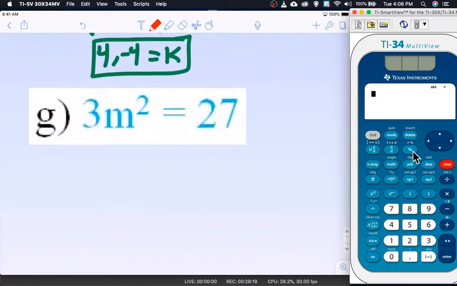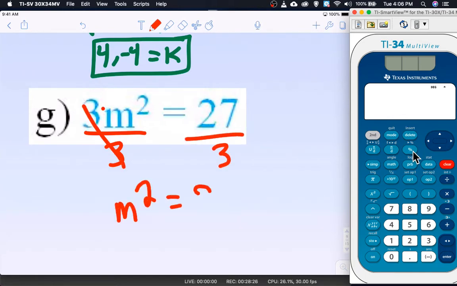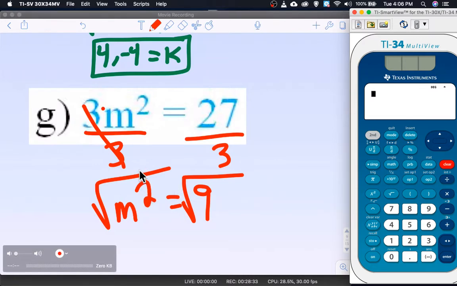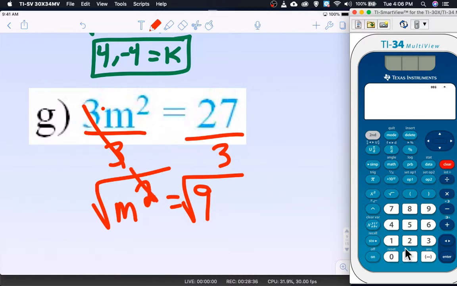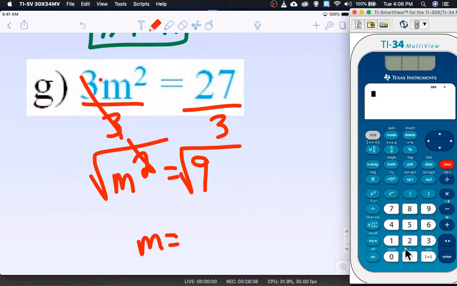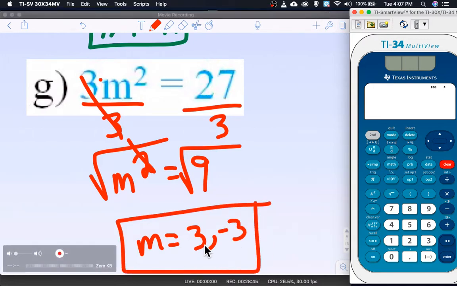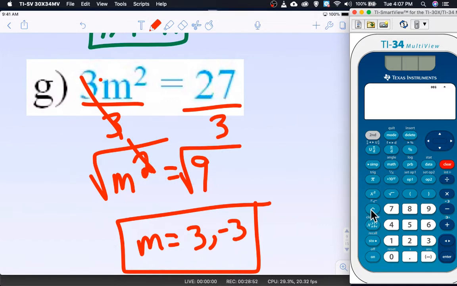All right, letter G. You started by dividing by 3, hopefully. These canceled out. M squared equals 9. And now we can square root on both sides. My square and square root are opposite operations and they cancel. We get M equals 3 and negative 3. Hopefully you got them both. 3 times 3 is 9. Negative 3 times negative 3 is 9. Square roots always give you two answers.